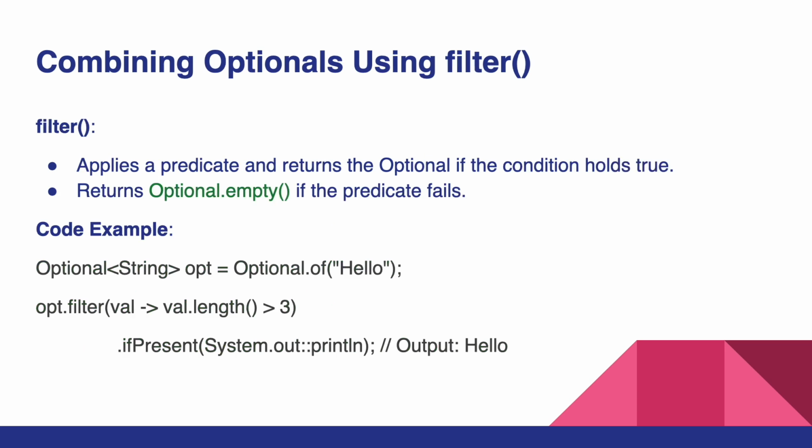Combining Optional using filter. Filtering Optionals lets you enforce conditions on the value inside, providing a clean way to handle optional logic without null checks. For instance, the filter method allows you to apply a predicate to the Optional value. This makes it easier to handle conditional logic while avoiding the clutter of traditional if else structures.